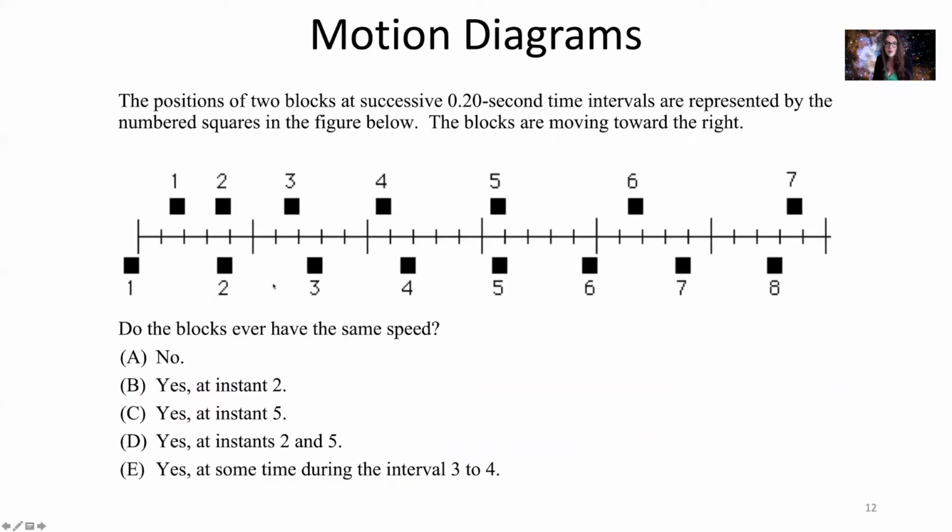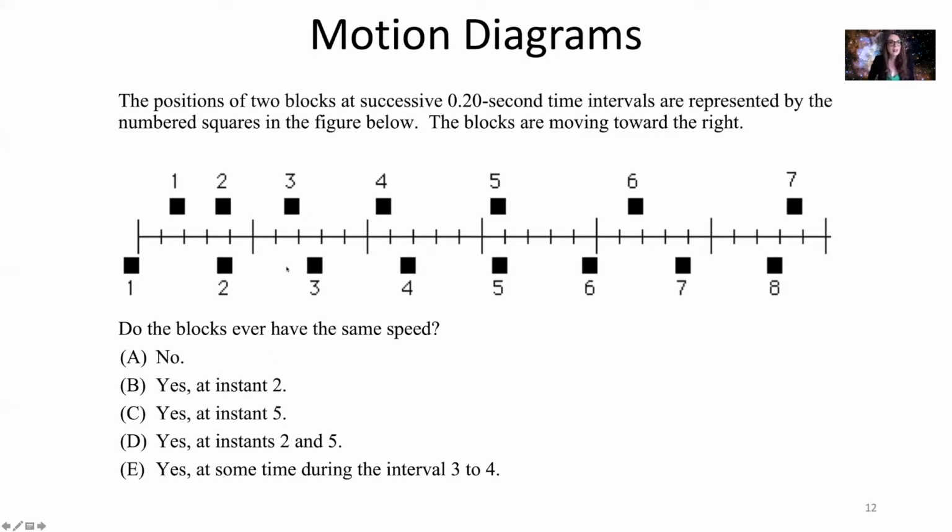Here's another example of a motion diagram. The positions of two blocks at successive 0.2-second time intervals are represented by the numbered squares in the figure below. The blocks are moving toward the right. And the question that we're being asked is, do the blocks ever have the same speed?